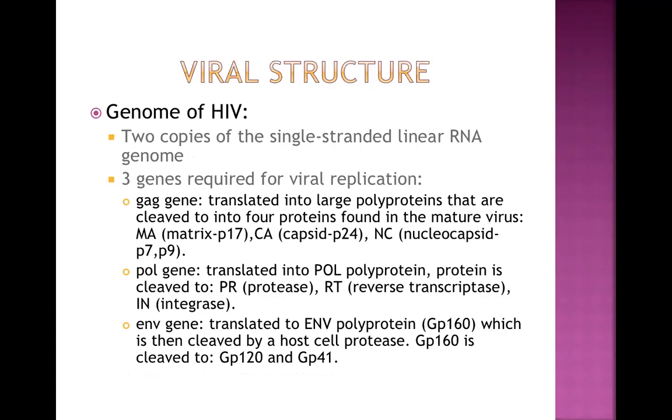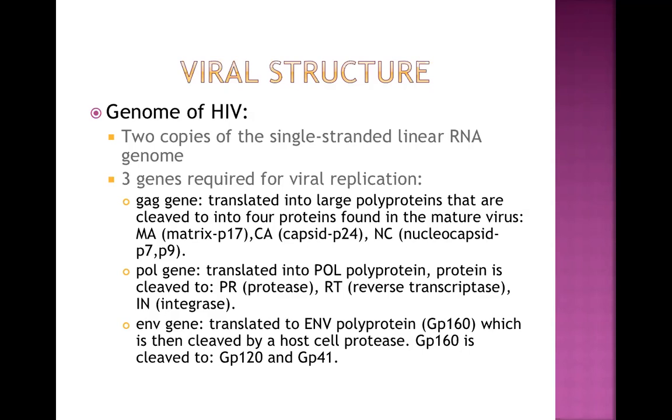Now, let's talk about the genome of human immunodeficiency virus. What are the different types of genes present in HIV? There are two copies of single-stranded linear RNA present in HIV, and there are three important genes: the GAG gene, POL gene, and env gene. Let's elaborate a little more. The GAG gene translates into a large polyprotein, which is clipped into four smaller proteins: matrix protein or P17, capsid protein or P24, and nucleocapsid proteins P7 and P9. Remember, all of them start with P. These are the proteins derived from the GAG gene.